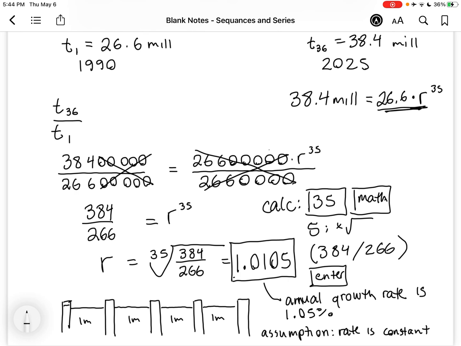Okay, so that is about it for geometric sequences. Tomorrow we're going to look at geometric series, and I will see you guys then.